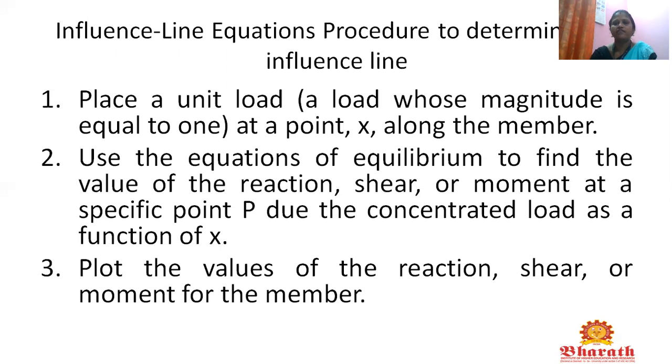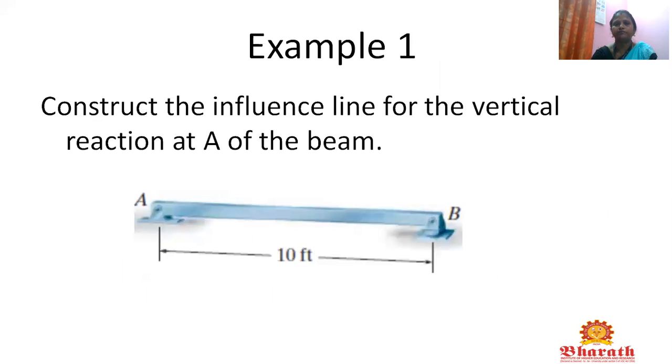Next procedure is influence line equations. For this procedure, first we place a unit load, that is a load whose magnitude is equal to 1, at a point X along the member. Second, we use the equilibrium equations to find the value of reaction, shear or moment at a specified point P due to the concentrated load as a function of X. Next, we plot the values for reaction, shear and moment of the member.